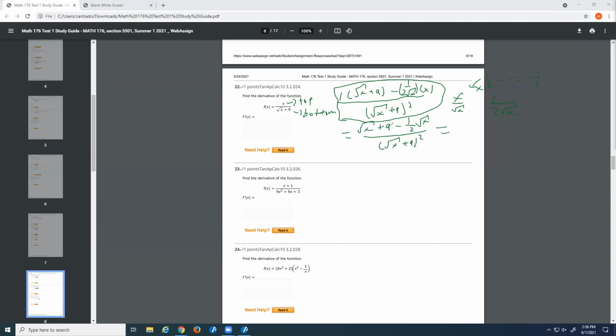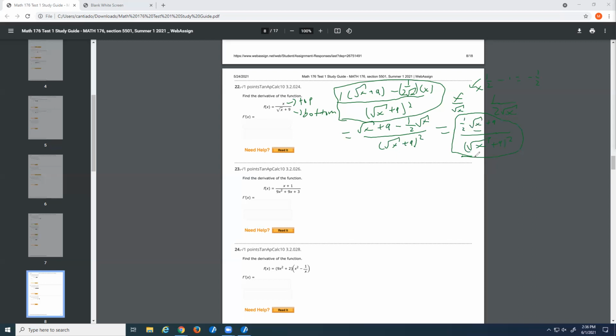This is going to be equal to, so root x minus 1/2 root x is just going to be 1/2 root x plus 9, all divided by root x plus 9 squared. And then from there, you could multiply numerator and denominator by 2 to get rid of the fraction on the root x, but I think this is a perfectly fine answer. So I'm going to go ahead and circle it here and end it there. I don't think there's too much other simplification you could do in this case.